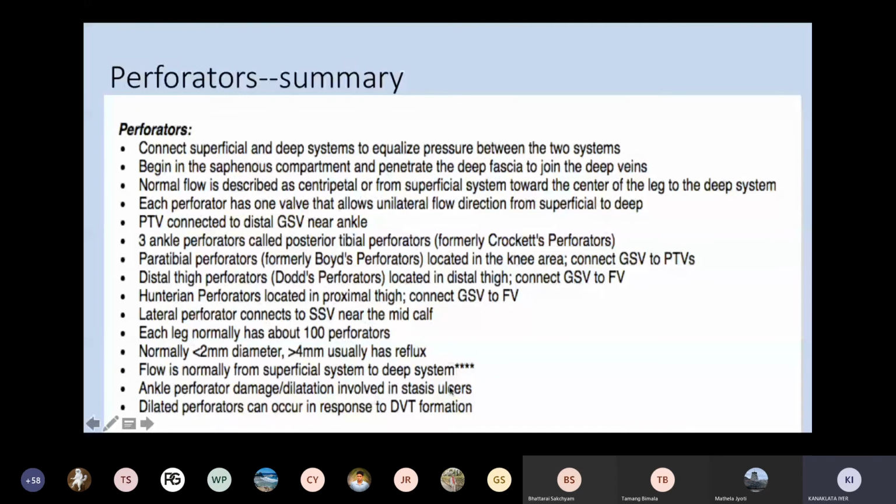Ankle perforator, if damaged, gives rise to ulcer, and dilated perforators can occur in response to DVT, or deep vein thrombosis. Now, what happens if deep vein thrombosis occurs? I told you that the blood is not moving from superficial to deep, so comparatively it is in the stasis position.